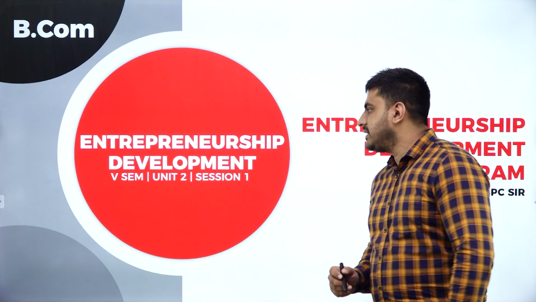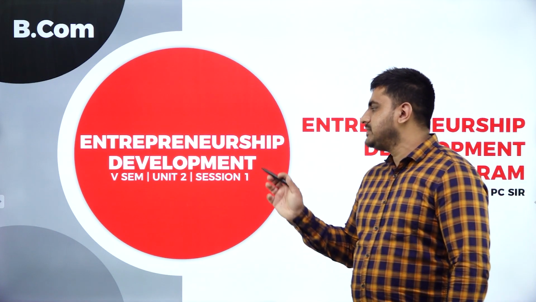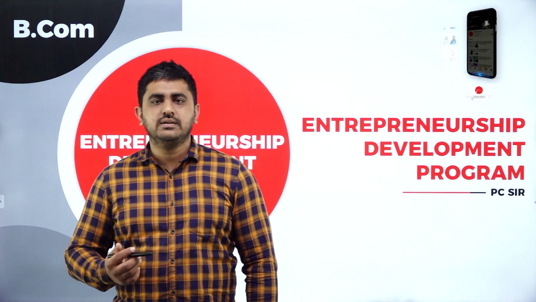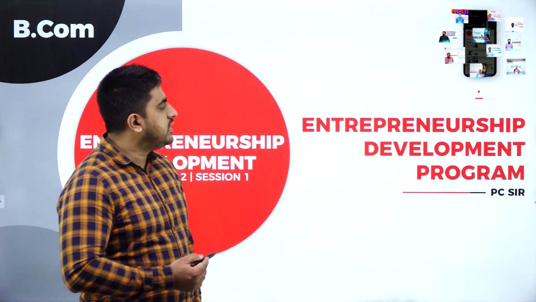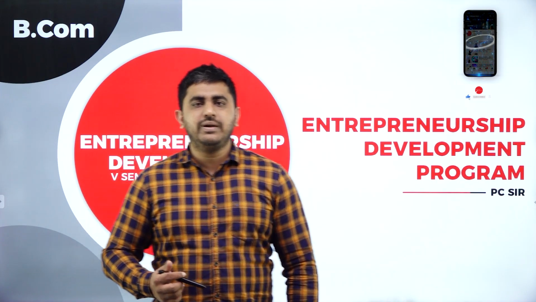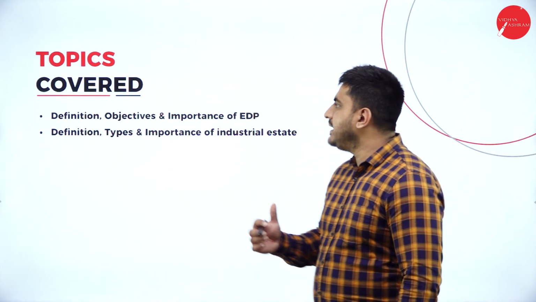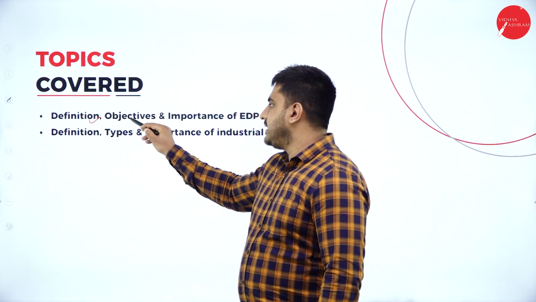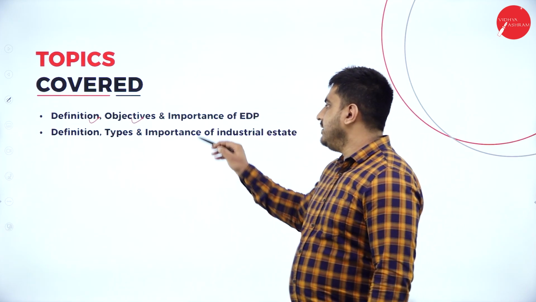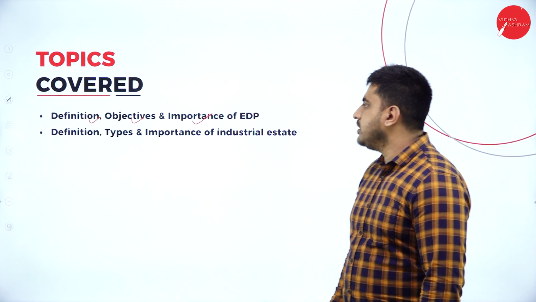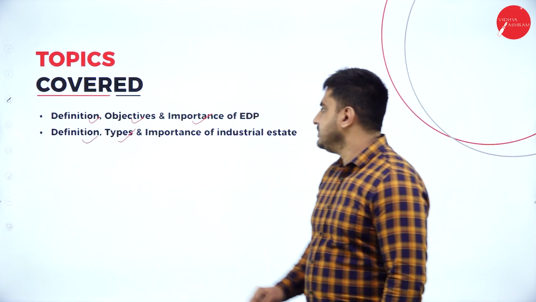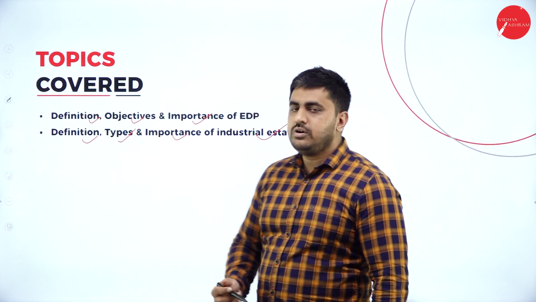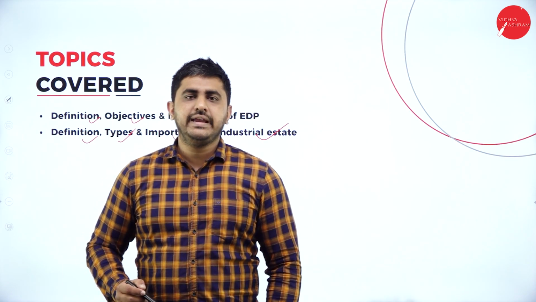So we are dealing with the subject Entrepreneurship Development for 5th Sem BCom. And today we'll be starting your second unit and this will be your first session. So the name of the unit is Entrepreneurship Development Program, also known as EDP. So what we'll be covering today is definition of EDP, objectives, the various goals of EDP and importance of EDP. Also the definition, types and importance of what we call industrial estates. So let us start with the definition of EDP.